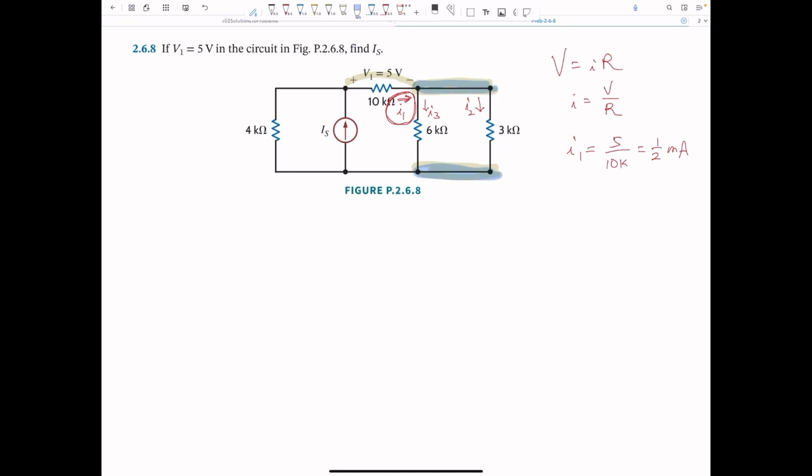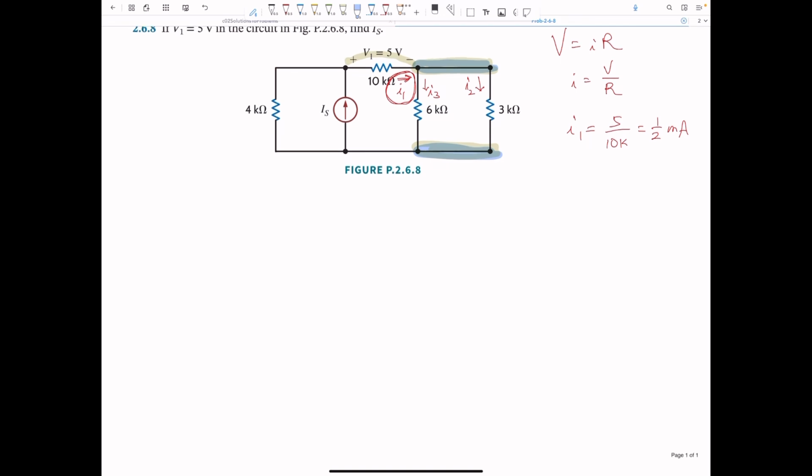Okay, and hey, Dr. Kim, what about the 4K ohm resistor on the left side? They look like they are parallel. No. Why? Well, we'll talk about that later. So you can combine 6 kilo ohms and 3 kilo ohms together, or use the current division rule. Let's do the current division rule first.